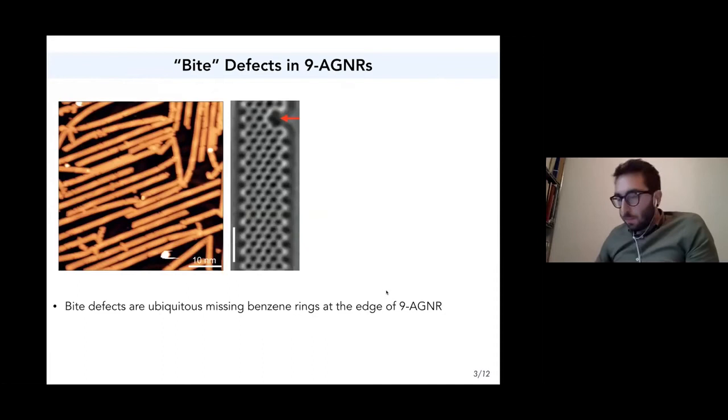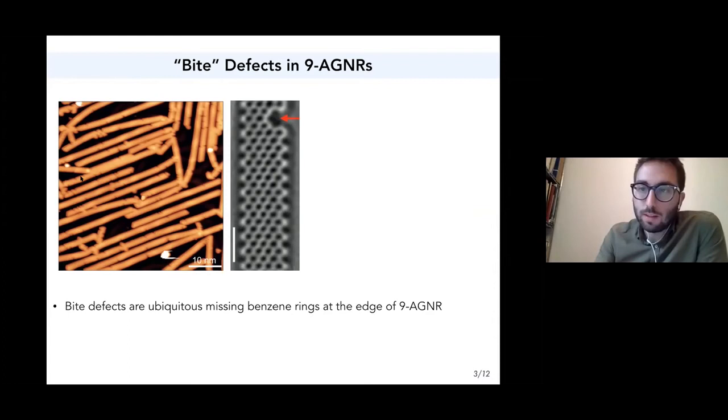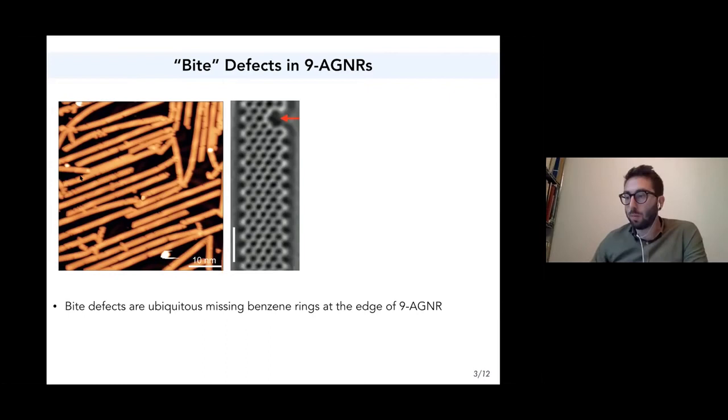So this is a very typical STM image of a bunch of as-synthesized armchair graphene nanoribbons with a width of 9 atoms. And what you can observe is that at the edges of these nanoribbons, you have some vacancy defects. You can resolve these special types of defects through atomic force microscopy. As you can see here, these defects mostly consist of missing benzene rings at the edge of the nanoribbon, and we have named these defects bite defects.